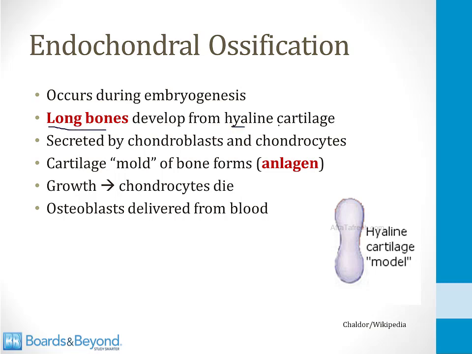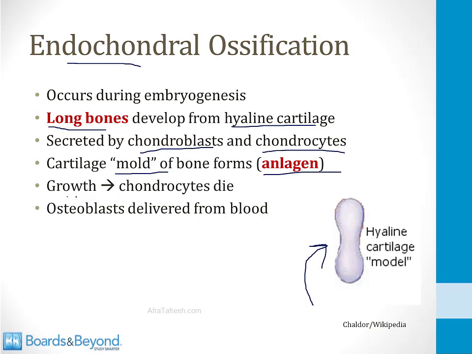They develop from hyaline cartilage that is secreted in utero from chondroblasts and chondrocytes. That's why it's called endochondral ossification. The way the bones are made is that a cartilage mold is first formed. These cartilage molds of our bones are called anlagen. For example, a long bone might start looking like a cartilage mold like this one on the screen here.